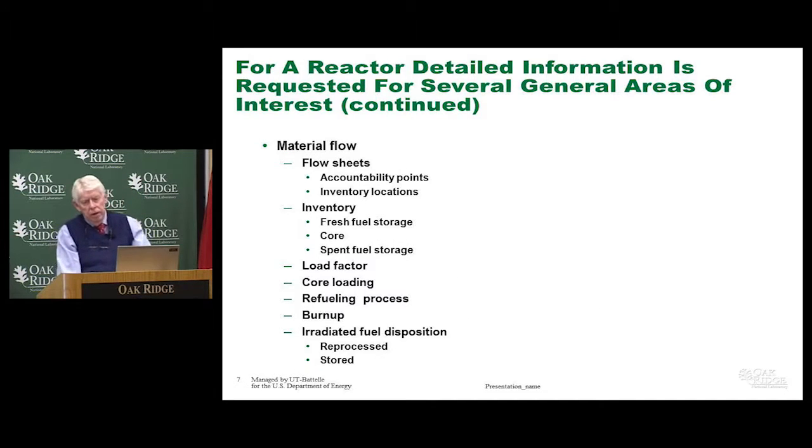The next thing they will ask you about is how does the material move through the reactor process? They would like to have some flow sheets which show the accountability points. That is, where are you accounting for the fuel in terms of its makeup, its chemistry, its isotopic composition? And how are you looking at the inventory? Where are your inventory locations? You may have material in the core, you may have material in transit, you may have material in storage. So they need to know where these various locations are in your facility from your earlier facility layout so that they can track these and monitor them.